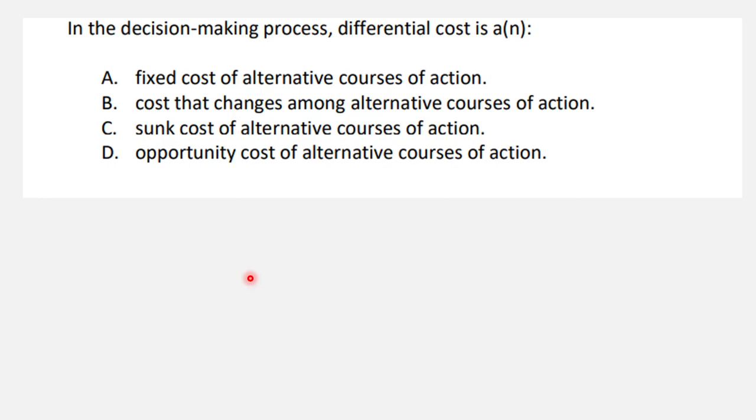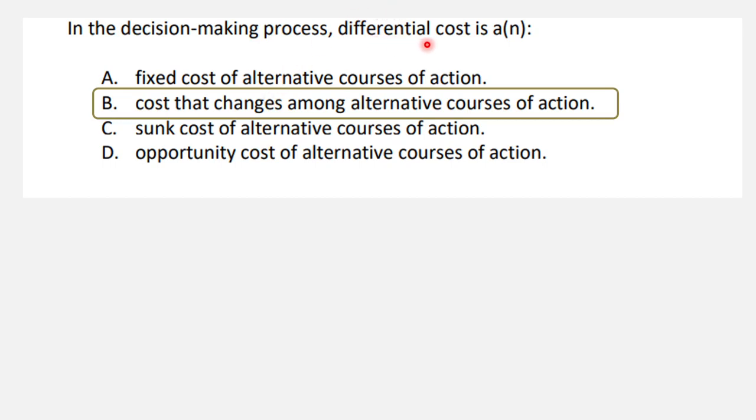Okay, what is the answer? In decision-making process, the differential cost is, answer, letter B as in boy. When we say the costs are a differential, it would change among the alternative courses of action. The cost will be incurred in one alternative but will not be incurred in the other. So that is what we mean by differential costs. Costs that change among the alternative courses of action. Mai-incur siya sa isa, pero hindi sa kabila.